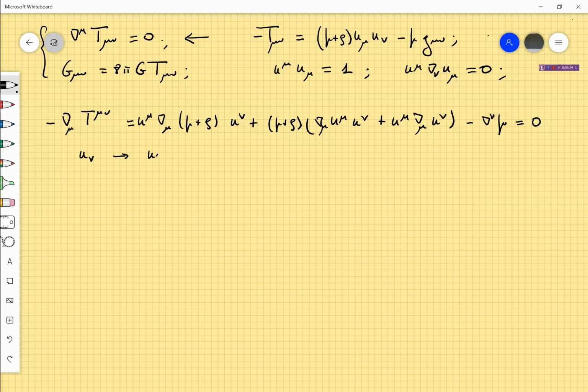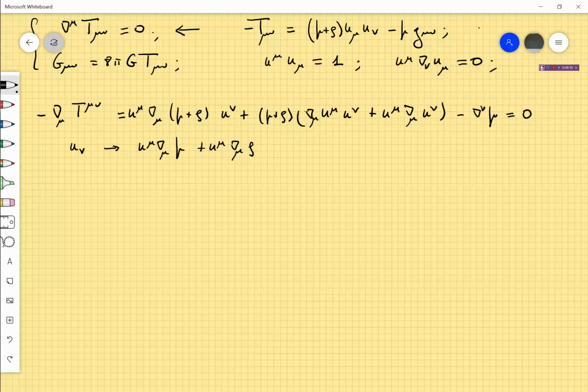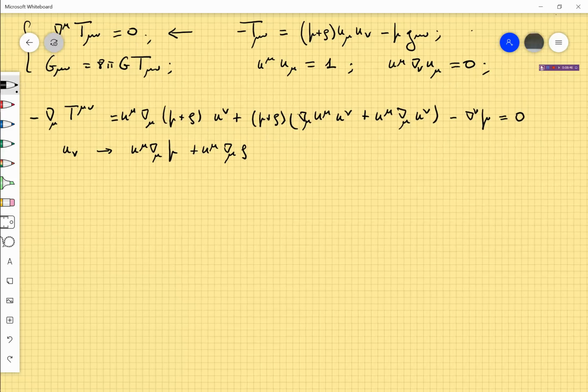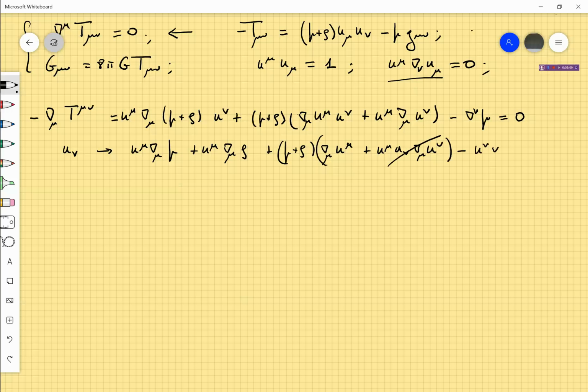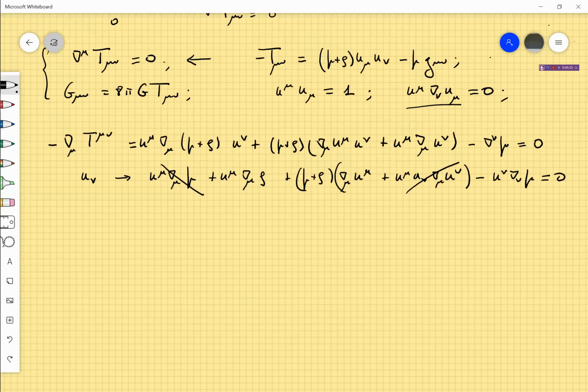So what I get is u^μ ∇_μ p, u^μ ∇_μ ρ, because everything is multiplied by 1. Here I get plus (p + ρ) times the divergence of u^μ, plus, and here I get u^μ u^ν ∇_μ u_ν, but then I use this property. I know that this is going to be 0. Minus u^ν ∇_ν p, and this is equal to 0. We get cancellation between these two terms.